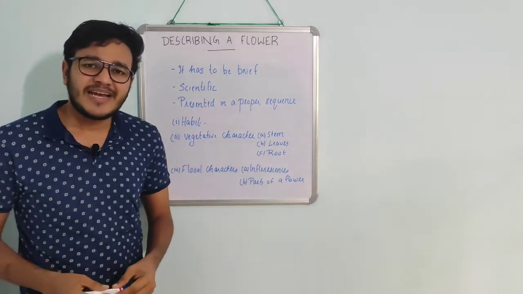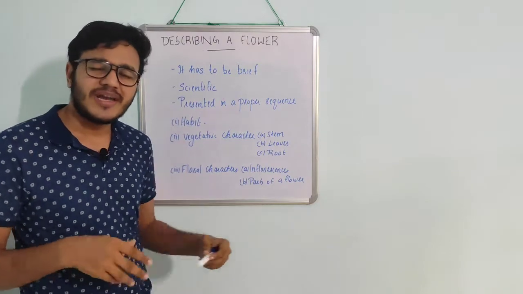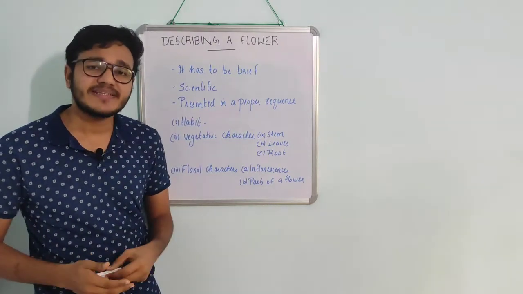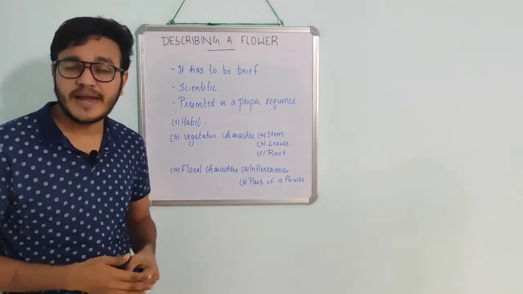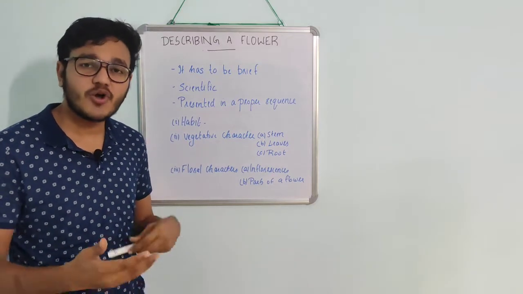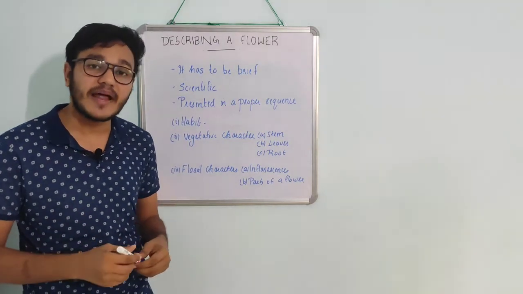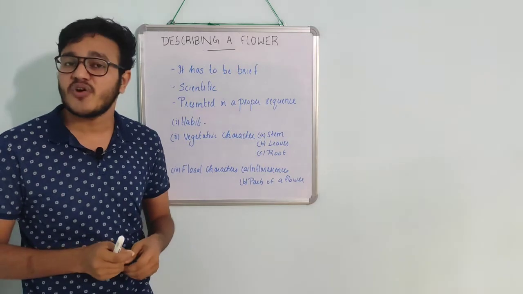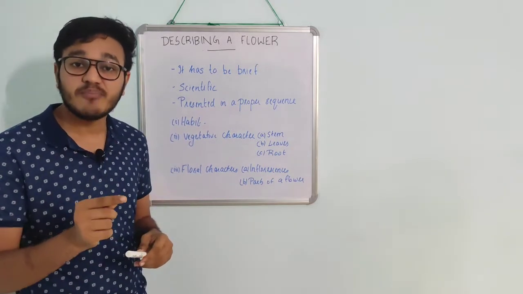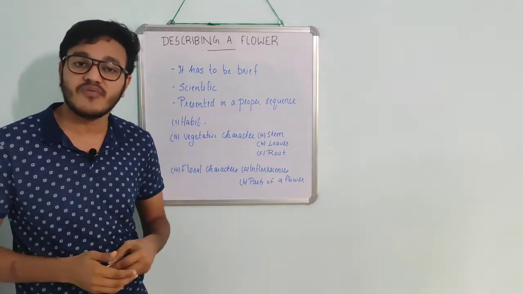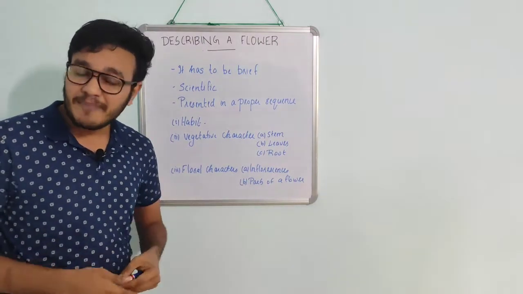The importance is that if you're going into the field of taxonomy or any field related to botany or plant sciences, you might discover new plants. Suppose you become a taxonomist, you are in research and you find a new flower or plant, you need to present it in front of the scientific community. At that time, you need to provide a description of the flower and the plant.